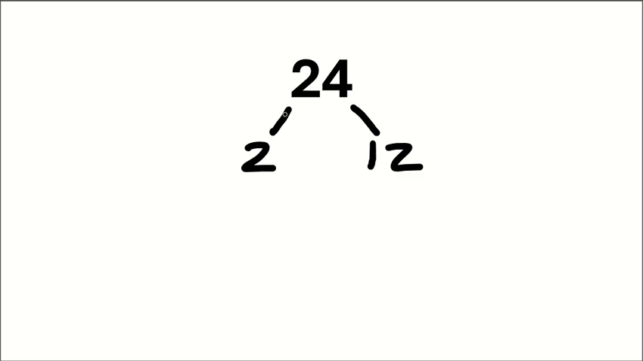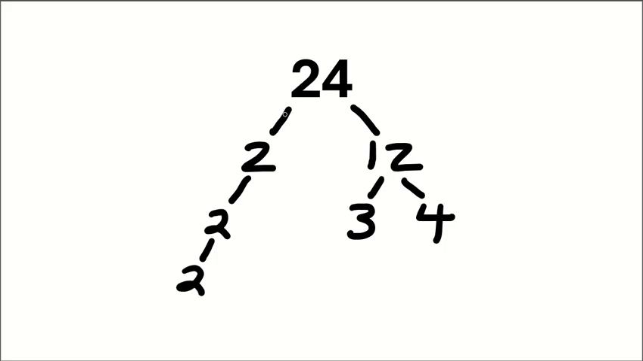Now, because 2 is prime, I can bring that down. And because 12 is composite, I got to break that apart. What two numbers multiply together to equal 12? That's right, folks. We know that 3 times 4 is 12. Because 2 is prime, we're going to carry it down. Because 3 is prime, we're going to carry it down. And because 4 is composite, we are going to break it apart.